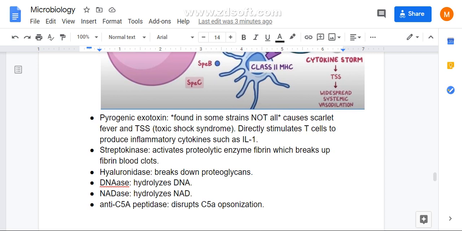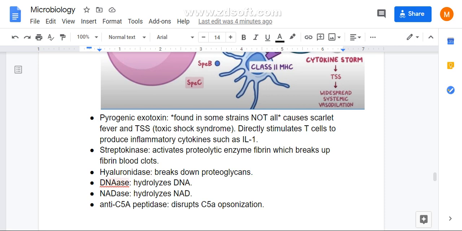The next virulence factor is streptokinase, which activates plasmin, a proteolytic enzyme that breaks up fibrin blood clots. So streptokinase is basically making it so your body cannot coagulate blood. This could put you at risk for hypovolemia, right? Or excess blood loss. Okay, we also have hyaluronidase, which breaks down proteoglycans.